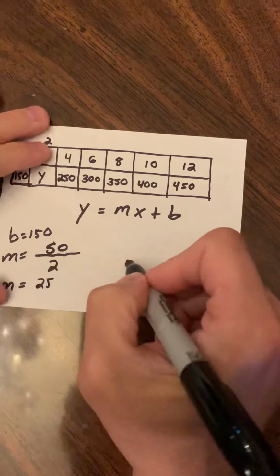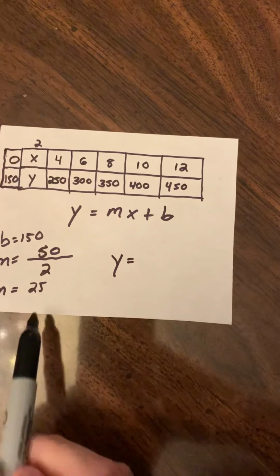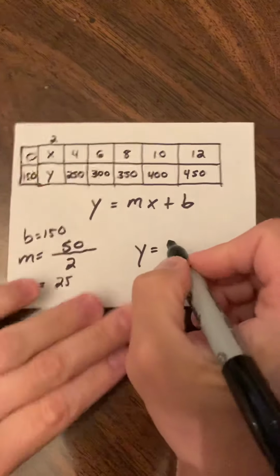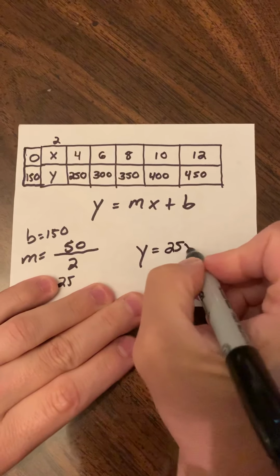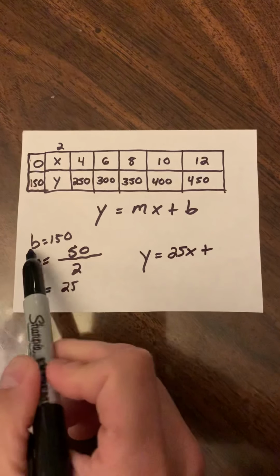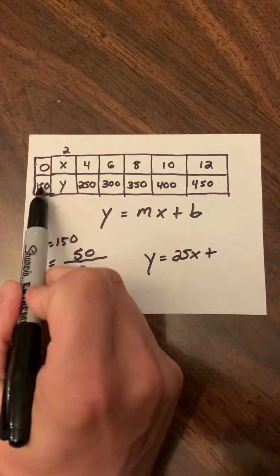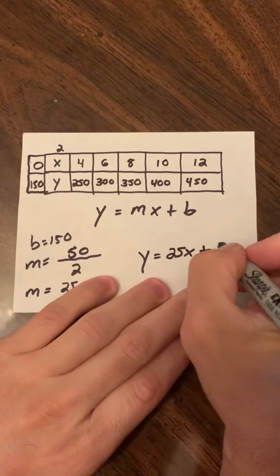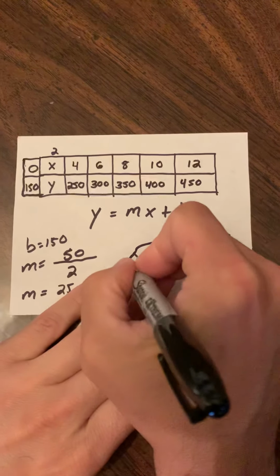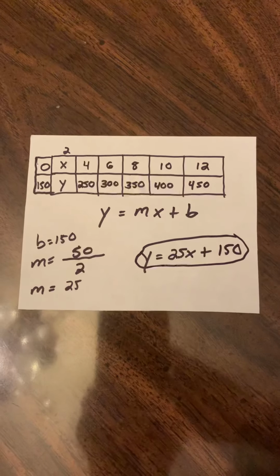Okay, and now we can put our equation together, okay? Since our slope is 25, our equation would be y equals 25x plus our y-intercept was 150, because that's the number paired with 0. And voila, we have our linear equation. Hopefully that was helpful.